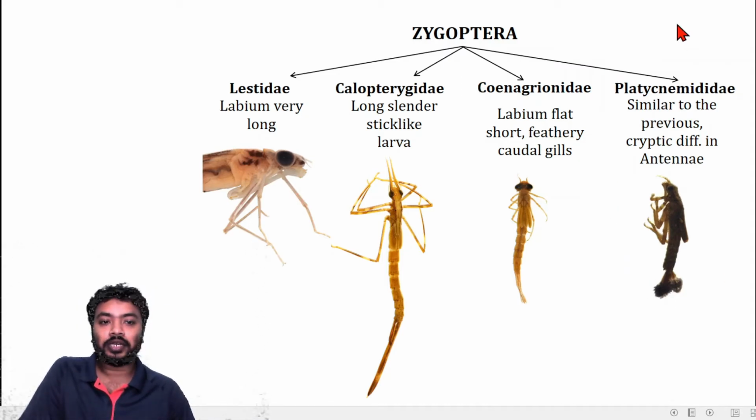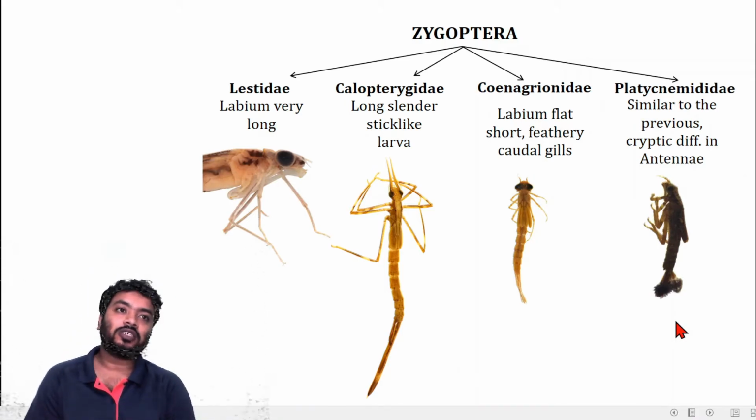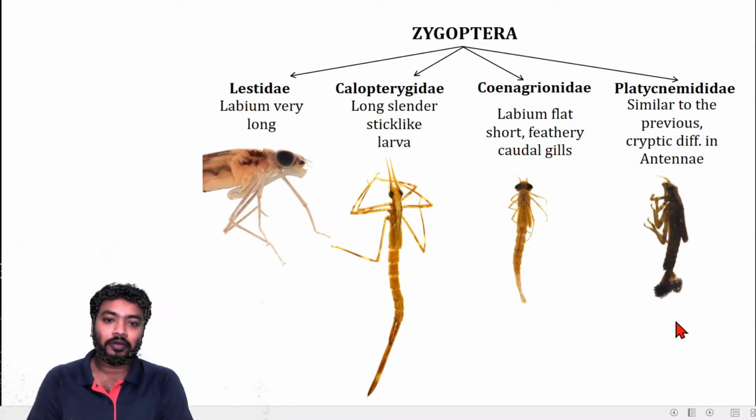And this is Platycnemididae. Earlier Protoneuridae was a different family, but now Protoneuridae is considered to be a part of the Platycnemididae family.